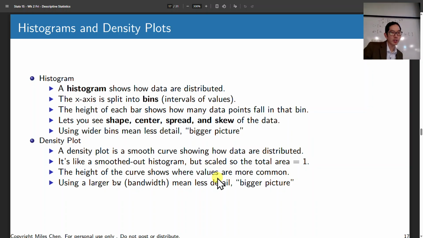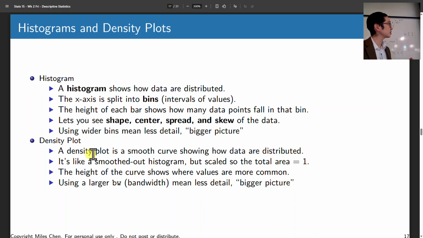When you make a histogram, it lets you see things like the shape of your distribution. It gives you a sense of the center, though it doesn't explicitly show it. It also gives you a sense of whether your values are all spread out or not, and maybe there's some skew. If you use wider bins, you get less detail, but it gives you a sense of the bigger picture. If you want more detail, you can use narrower bins.